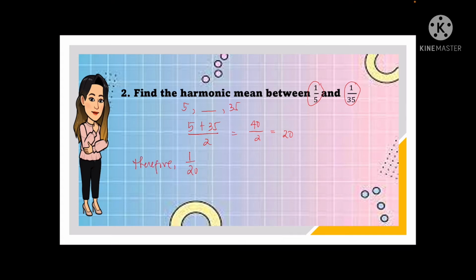Taking the reciprocal of 20, therefore, 1 over 20. So, kukunin natin yung reciprocal niyan. Therefore, 1 over 20 is the harmonic mean, okay, between 1/5 and 1 over 35. So, this is our answer. Okay, next.